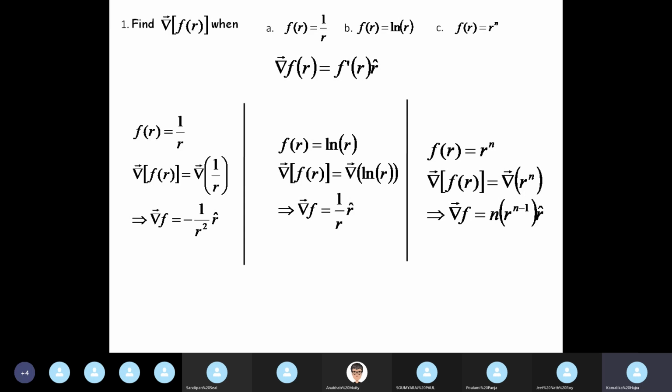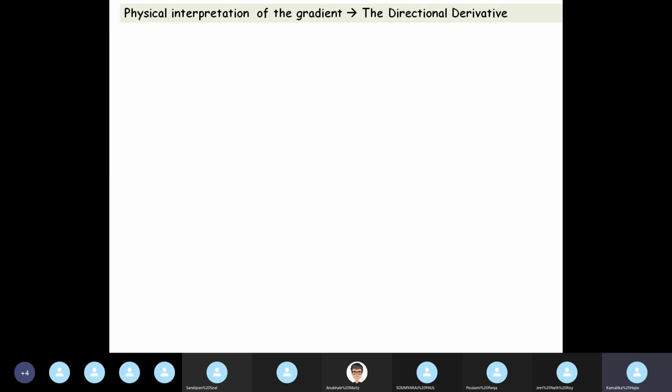And now, by now you know how to do that. So you know the formula of gradient, you know how to take the gradient of any function of r. So all this was mathematics, absolutely purely mathematical part of gradient. Now we'll see what is the physical interpretation of taking the gradient of a scalar.